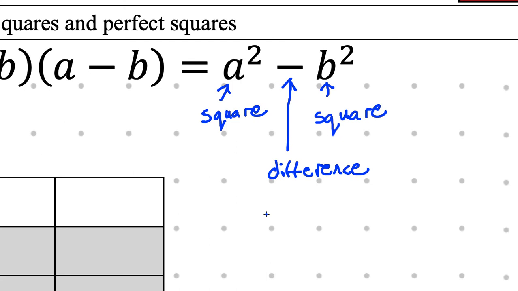And this is your shortcut. If you see these things on the left-hand side, this is the answer. You square the first, subtract, square the last. So our shortcut exists there.